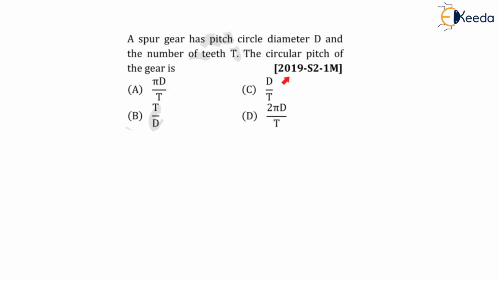Now the next question was asked in GATE 2019 in set 2 for 1 mark. The question is very simple, a straightforward definition they have asked. The question is, the spur gear has pitch circle diameter D and number of teeth T. The circular pitch of the gear is.